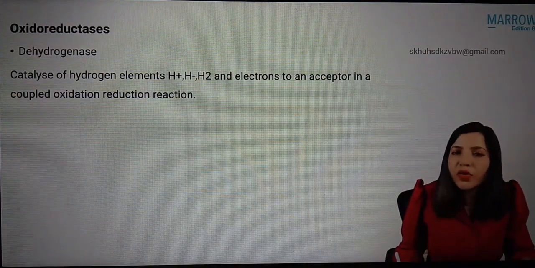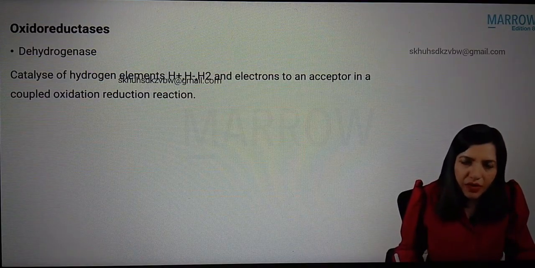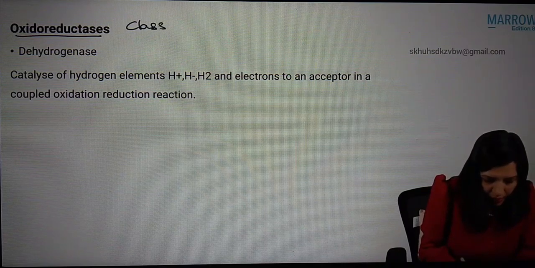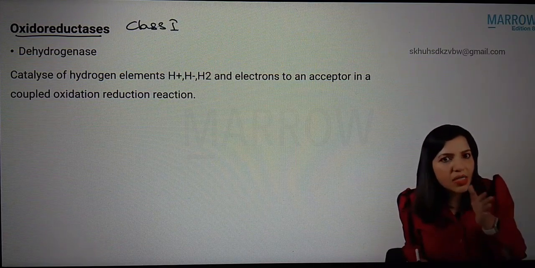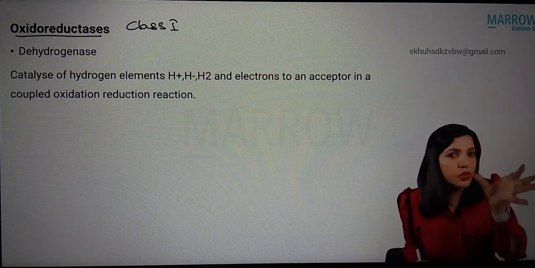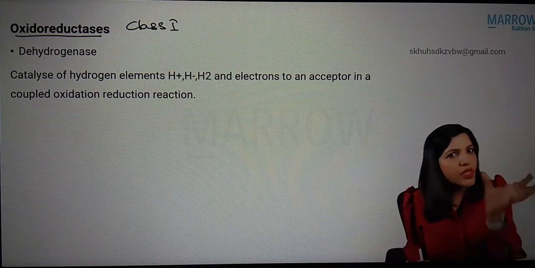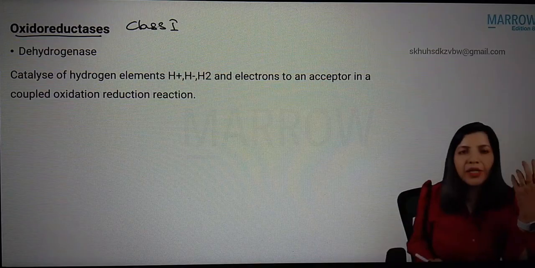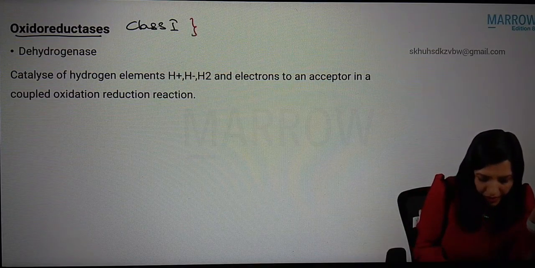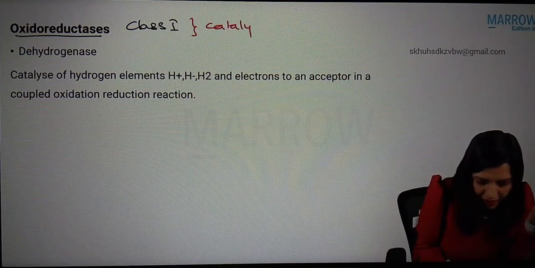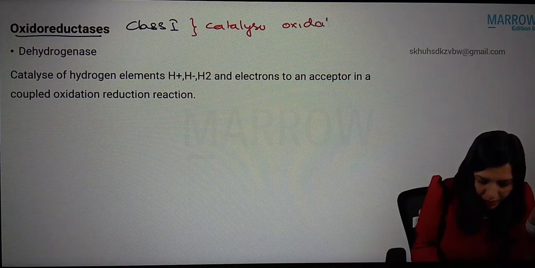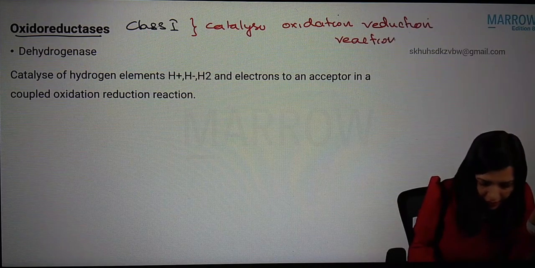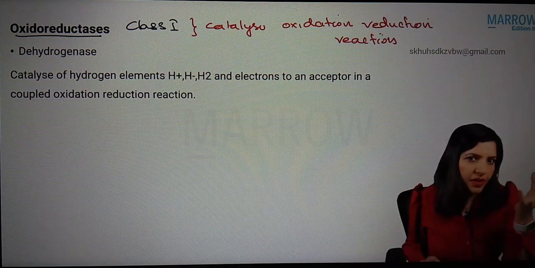Okay. Now we are going to see the examples of each of these classes, starting with oxidoreductases. So oxidoreductases is class 1. Remember, we cannot put a class 1 enzyme into class 2. So a class 1 enzyme should always be class 1, and a class 2 enzyme should always be class 2, like that. The name itself is telling you what oxidoreductases are. Oxidoreductases are enzymes that catalyze oxidation reduction reactions.